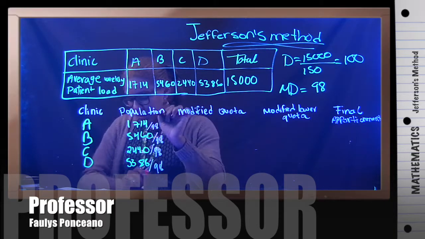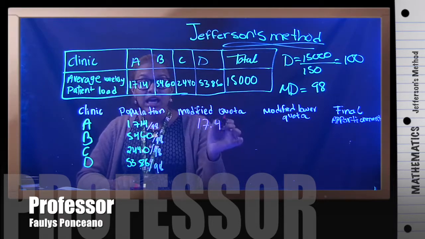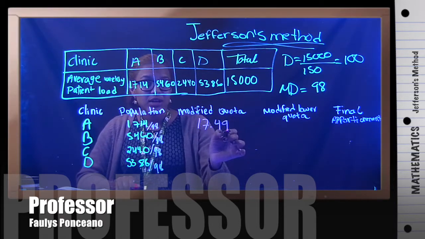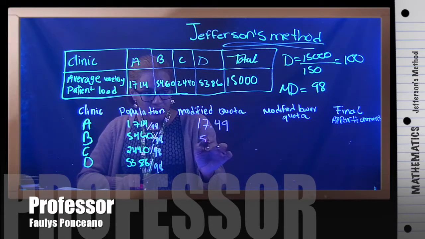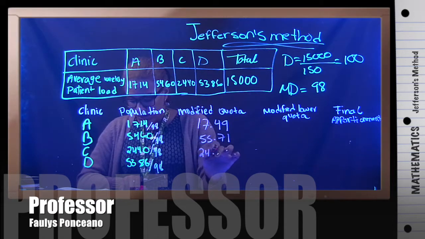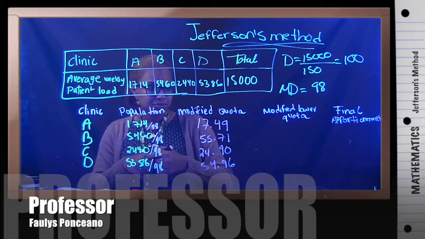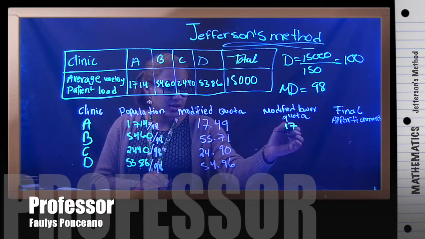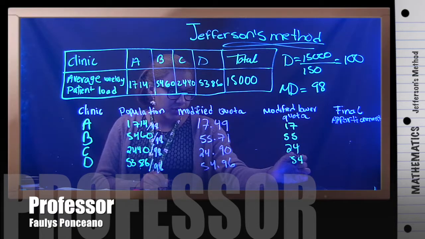1,714 divided by 98 gives you 17.48, but once rounded turns into 49. So you want to round to 2 decimal places. 55.71, 24.90, 54.96. Now the modified lower quota, this is 17, 55, 24, 54.